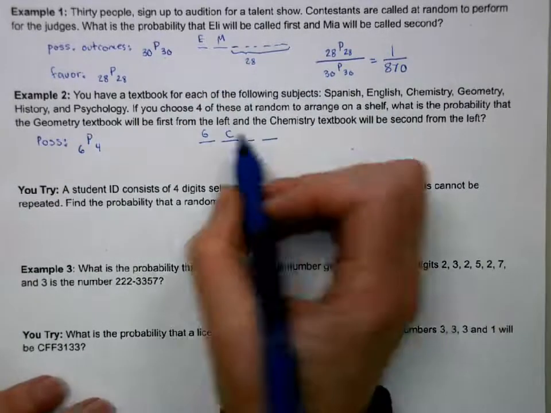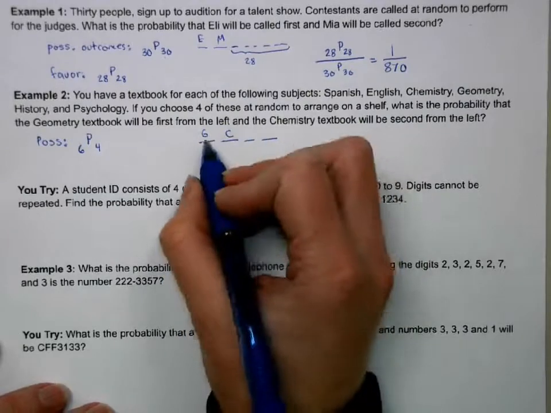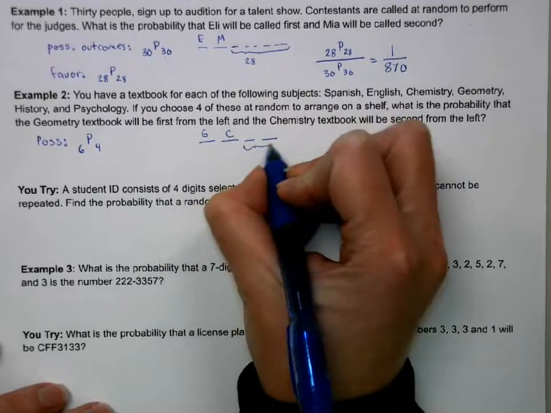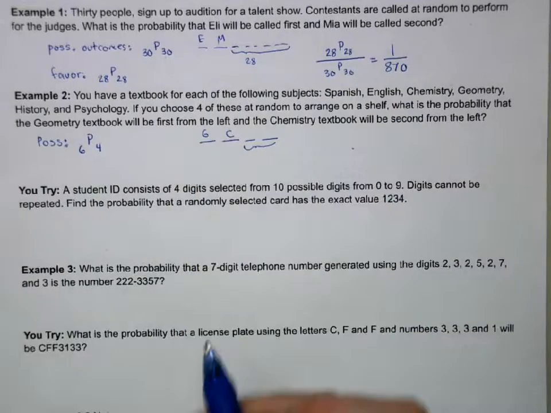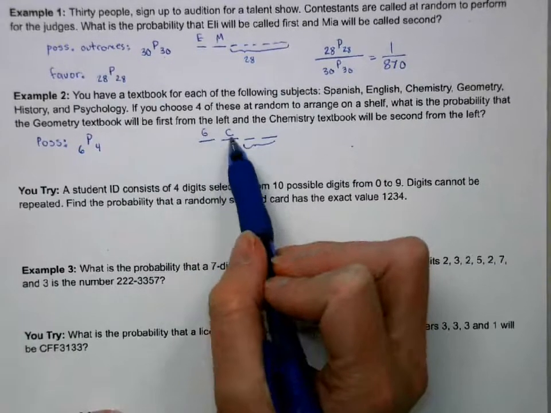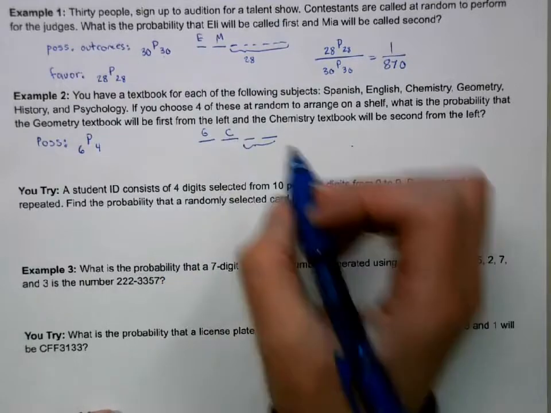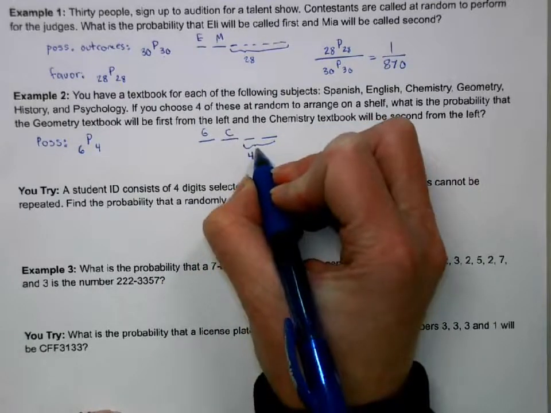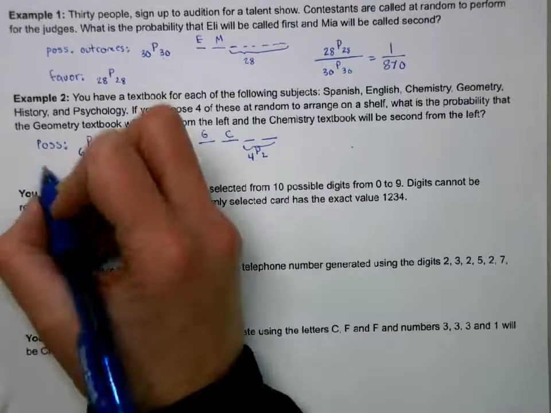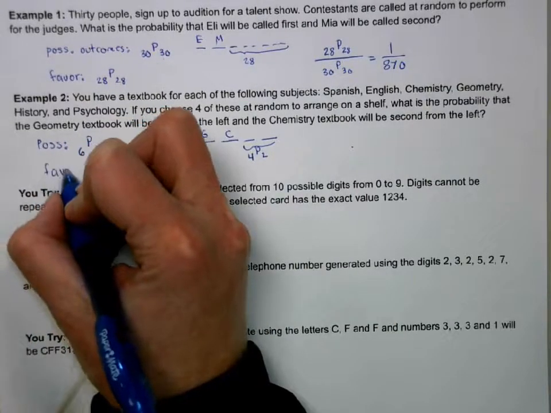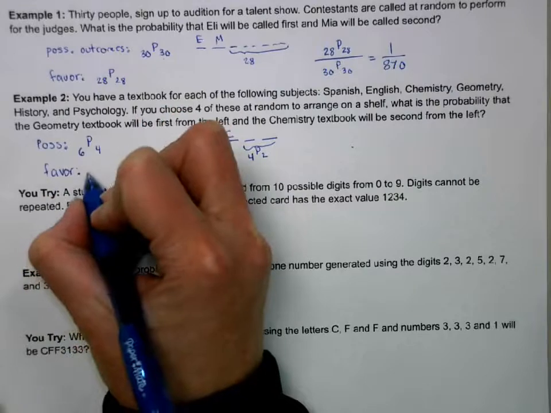So here, GC, that means that's my remaining. If I take the 6 books and geometry and chemistry are out of the rotation, that means I have 4 books left, but I'm only picking 2 of them. So my favorable is going to be 4P2.